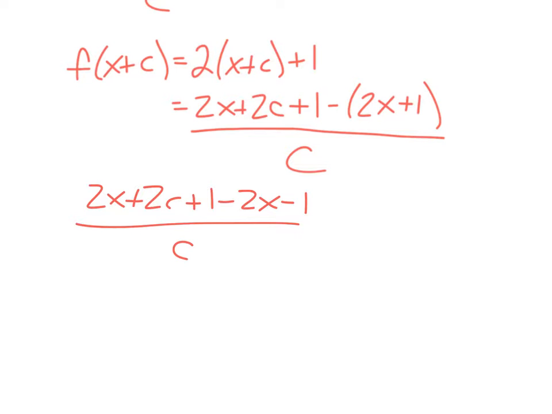And so then if you did it right, you would have seen, okay, the 2x and the negative 2x cancel, the 1 and the negative 1 cancel, and so then you would be left with 2c over c, and then you can cancel the c's and you're left with 2.